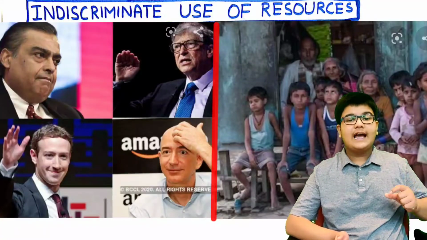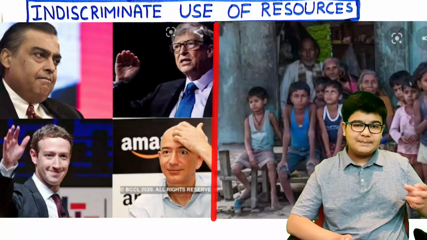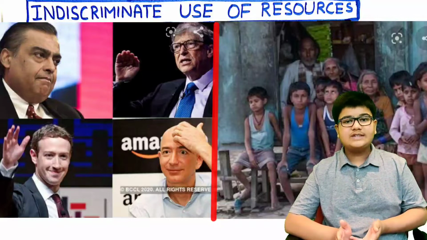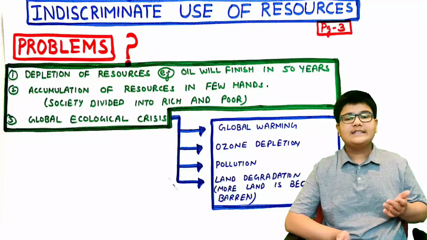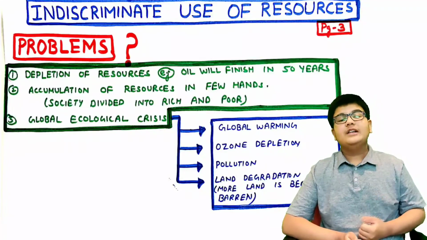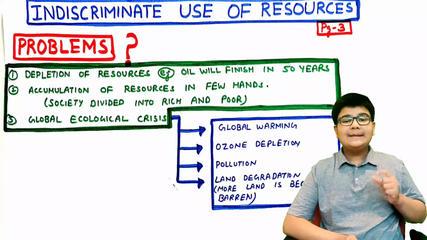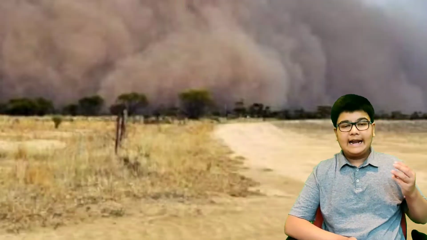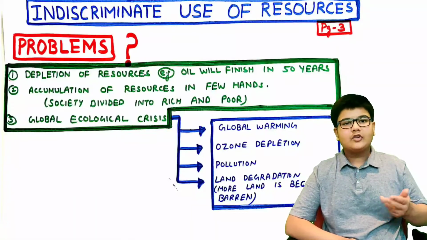So the people who have access to all these resources are the rich people, and the majority of the population which does not have any access to such resources are the poor people. So accumulation of resources divides society into rich and poor. Third, global ecological crisis. Due to the indiscriminate use of resources, many problems such as global warming, ozone depletion, land degradation, pollution, etc. are caused.